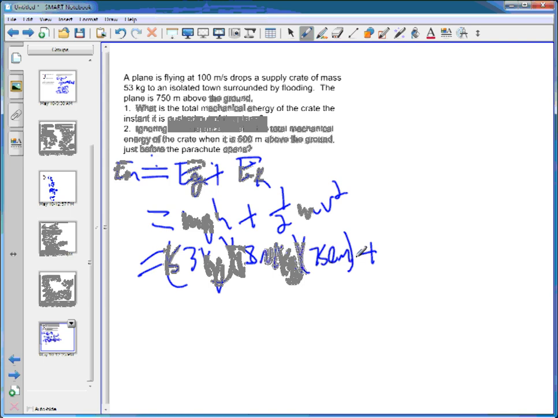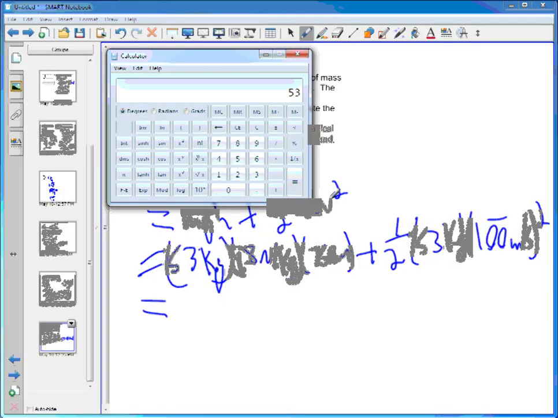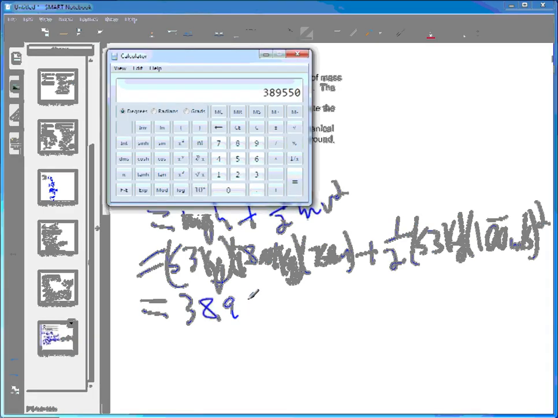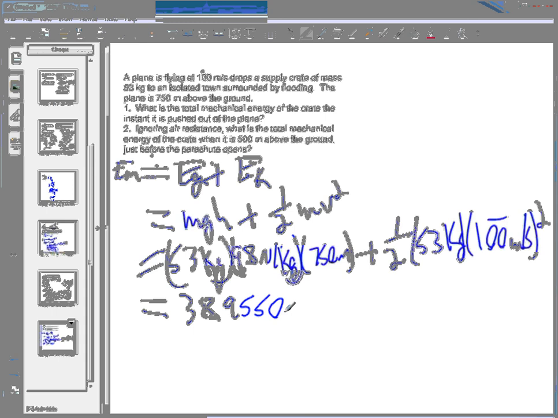Okay, so we can calculate this out. On the calculator, 53 times 9.8 times 750 equals 389,550. What? Okay, well, kilograms cancel out. We're left with Newton meters, which is a joule.